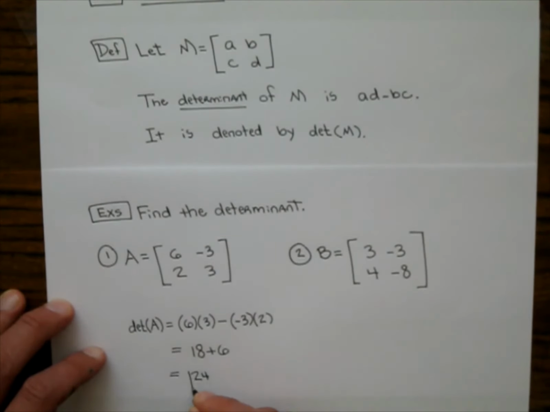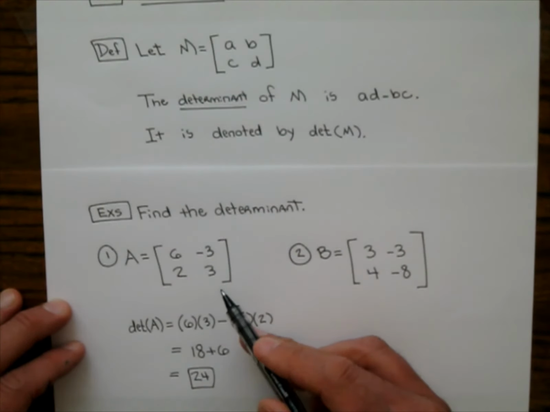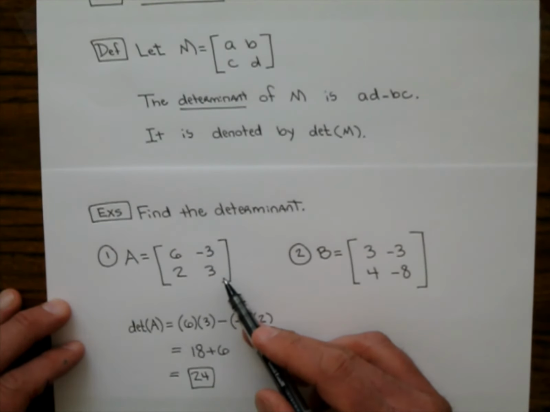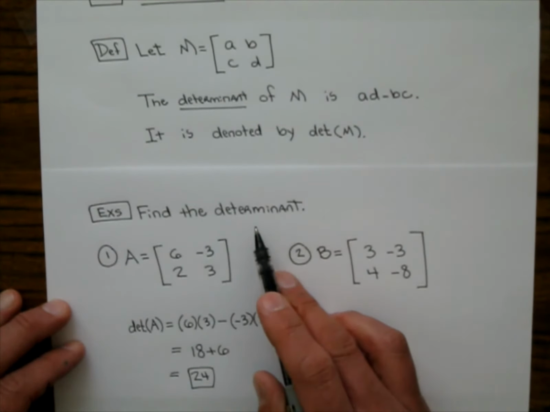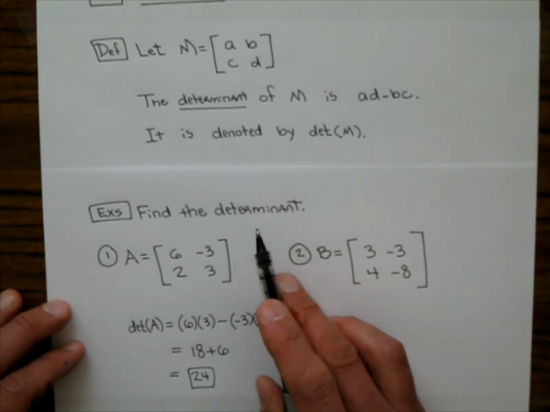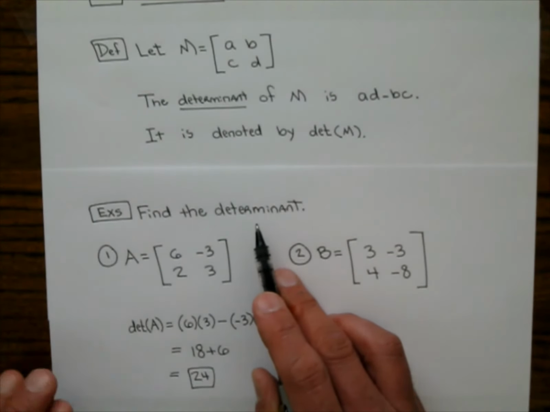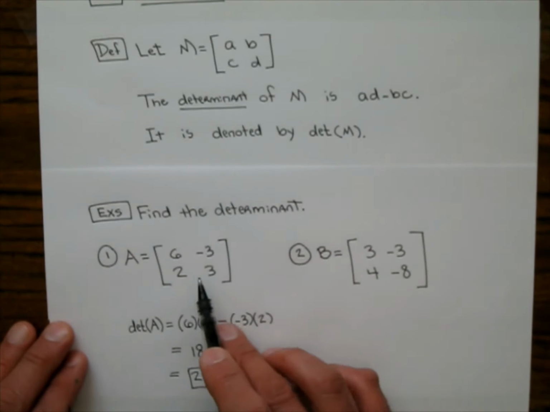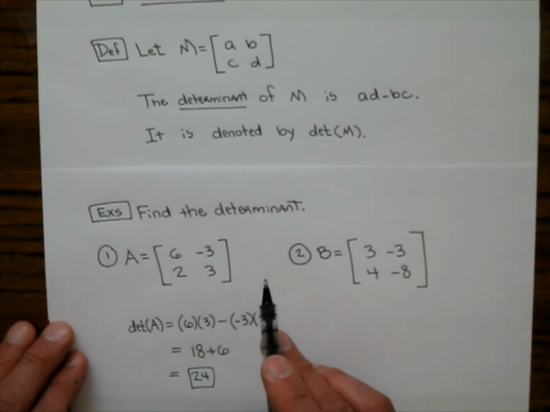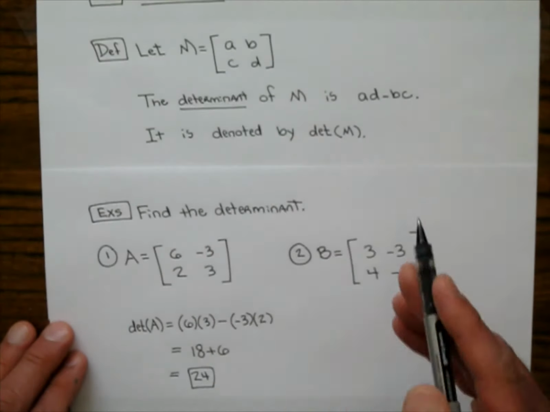So the determinant is a number that's associated with a 2 by 2 matrix. In fact, the determinant is a number associated with any square matrix. A square matrix is a matrix where the number of rows equals the number of columns. Okay, so we'll do determinants of 3 by 3 matrices and things like that. But we have to start off here.